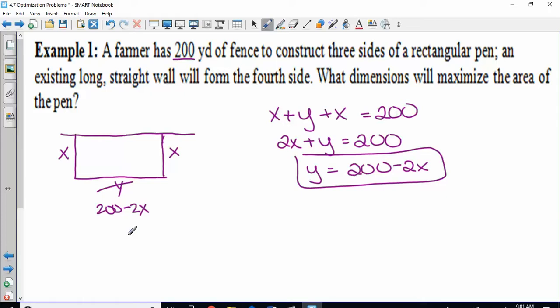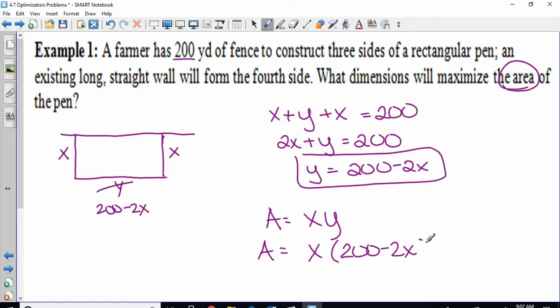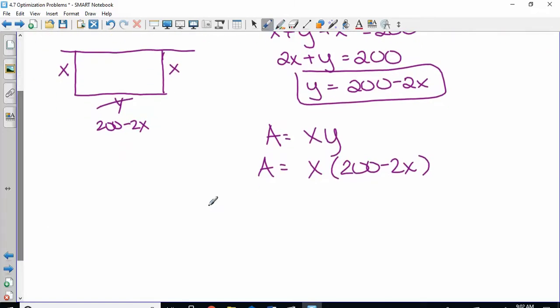What am I trying to maximize or minimize here? Area. How do you find area? So that would have been x times y, but now instead of y, I'm going to replace that with 200 minus 2x. So if we distribute, the area is 200x minus 2x squared.